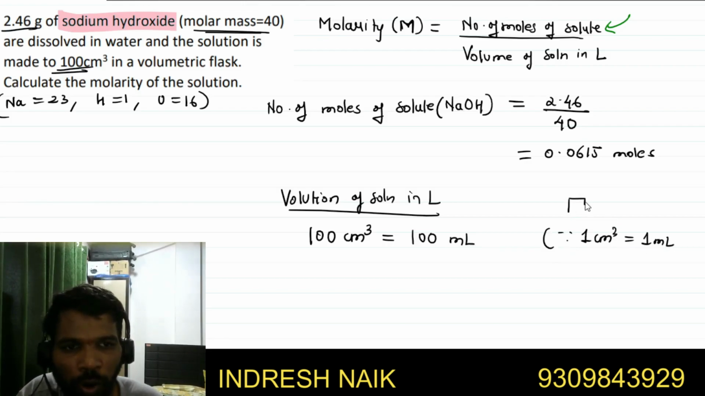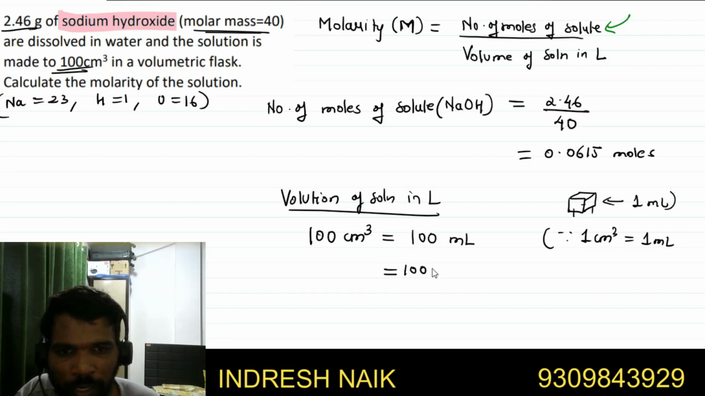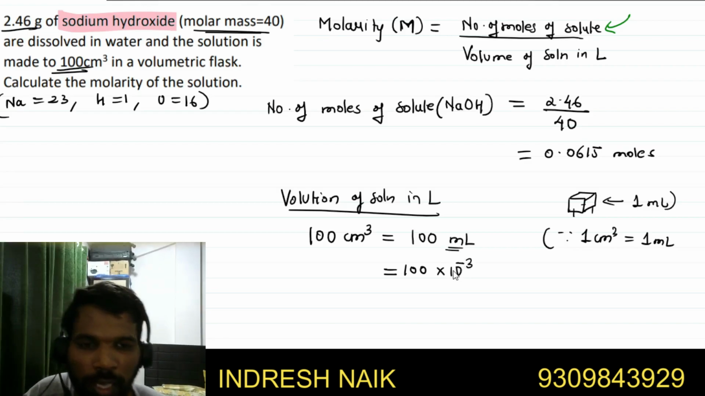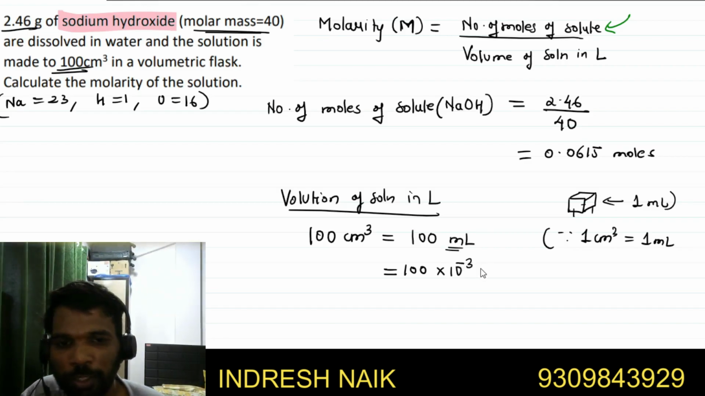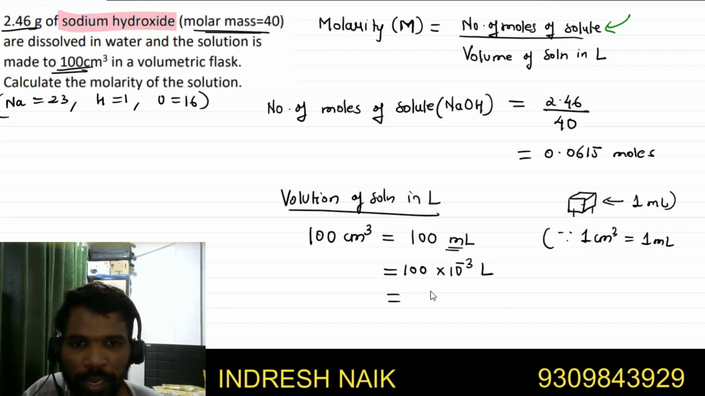If there is a cube with length, breadth, and height of 1 centimeter each, how much volume will be there in this? 1 mL. So 100 centimeter cube is 100 mL. m is the prefix for 10 raised to minus 3, and this is liter. So you can write 100 into 10 raised to minus 3 directly in the formula, or you can write it as 0.1 liter. As of now, I will put 100 into 10 raised to minus 3 into the formula.